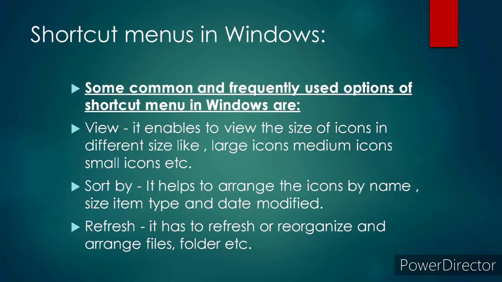Now let's discuss some shortcut menus in Windows. Some common and frequently used options of shortcut menu in Windows are: first is view. It enables to view the icons in different sizes like large icons, medium icons, small icons, etc. Sort by. It helps to arrange the icons by name, size, item type and date modified. Next is refresh. It helps to refresh or reorganize and arrange files, folders, etc.